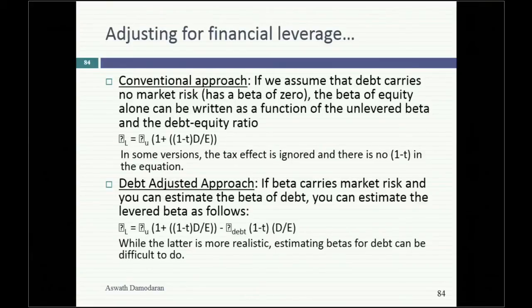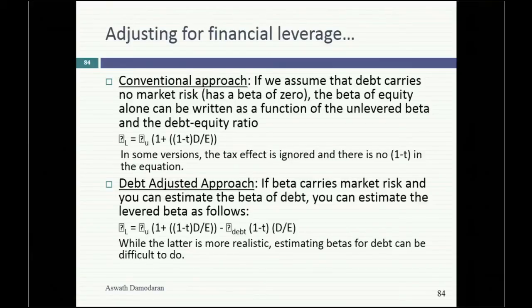So the second approach is actually the more general approach. If you really want to adjust for the fact that debt sometimes has market risk, you have to estimate a beta for debt. And what that effectively does is it allocates some of the market risk to the debt, to the lenders, and makes your beta of equity lower. So pragmatically, here's what's happening.